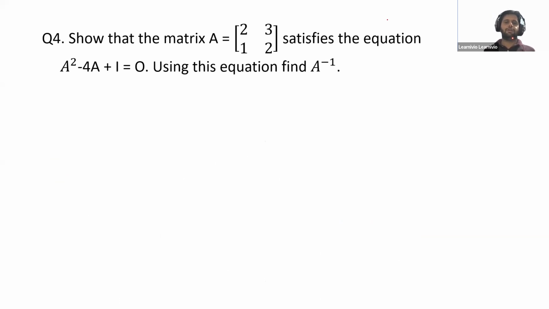Okay, so this is a very good question. Show that the matrix satisfies the equation, this one. Using this equation, find A inverse. First of all, please show this one. What you need to do is find A square, put minus 4A plus I, and you will get a null matrix. Please do question number 4. Please do the first part. The second part, I will explain to you. Please let me know once it is completed.